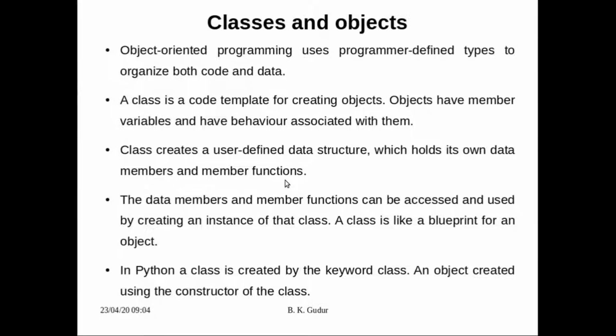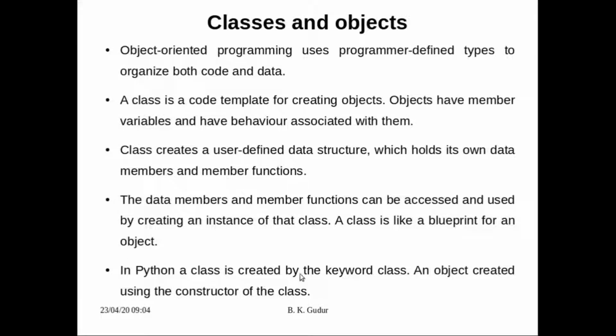Every class has some data members, which you can consider as variables, and the functions which work on those variables. The data members and member functions can be accessed and used by creating an instance of that class. A class is like a blueprint for an object. The instance of a class is nothing but the object itself. By creating an object, we can access the data members and the member functions.